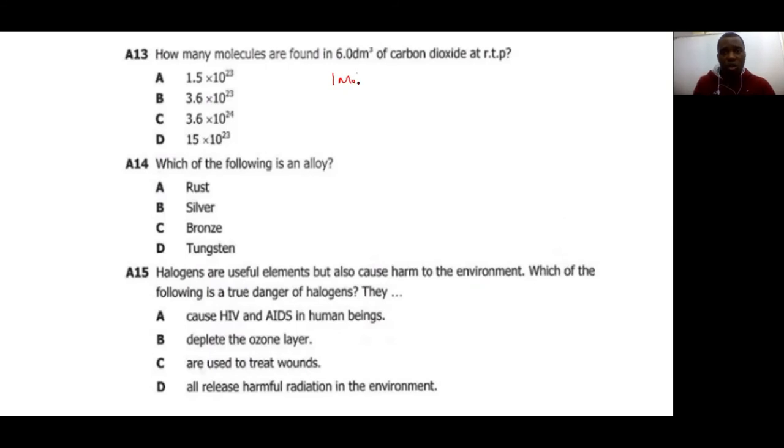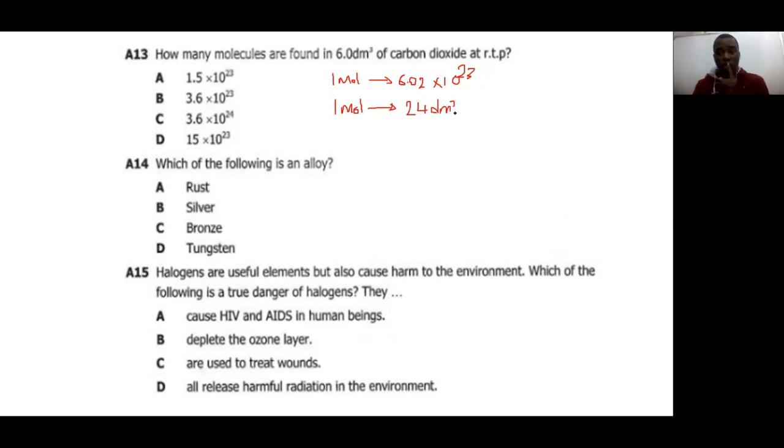One mole is equal to the Avogadro's constant, which is 6.02, others might add the 3, multiplied by 10 to the power 23 molecules. So just one mole will give us that. Then we also know that one mole of any gas at RTP is also equivalent to 24 decimeter cubed. So we are going to use these two facts here. They're going to help us to deal with what we have.